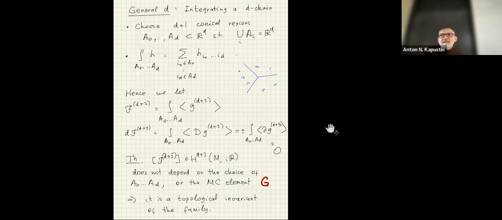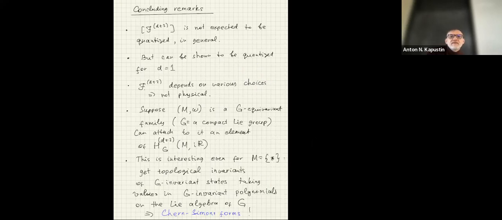Now, all of these things, of course, seem a bit arbitrary because we solved the Maurer-Cartan equation first, but the solution is highly ambiguous. But in the end, it turns out that even though the form depends on the choice of the solution, the cohomology class doesn't. It's actually a topological invariant of the family in that sense. So, lots of ambiguities in this whole business, but in the end, the cohomology class is unambiguous. Okay.